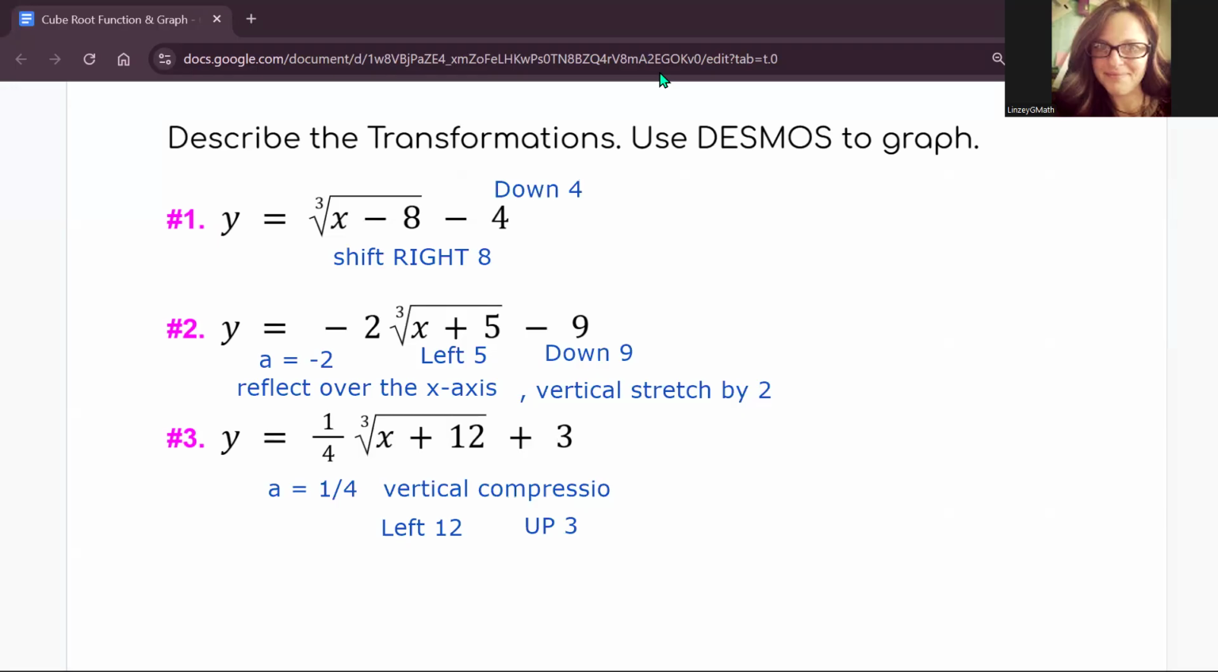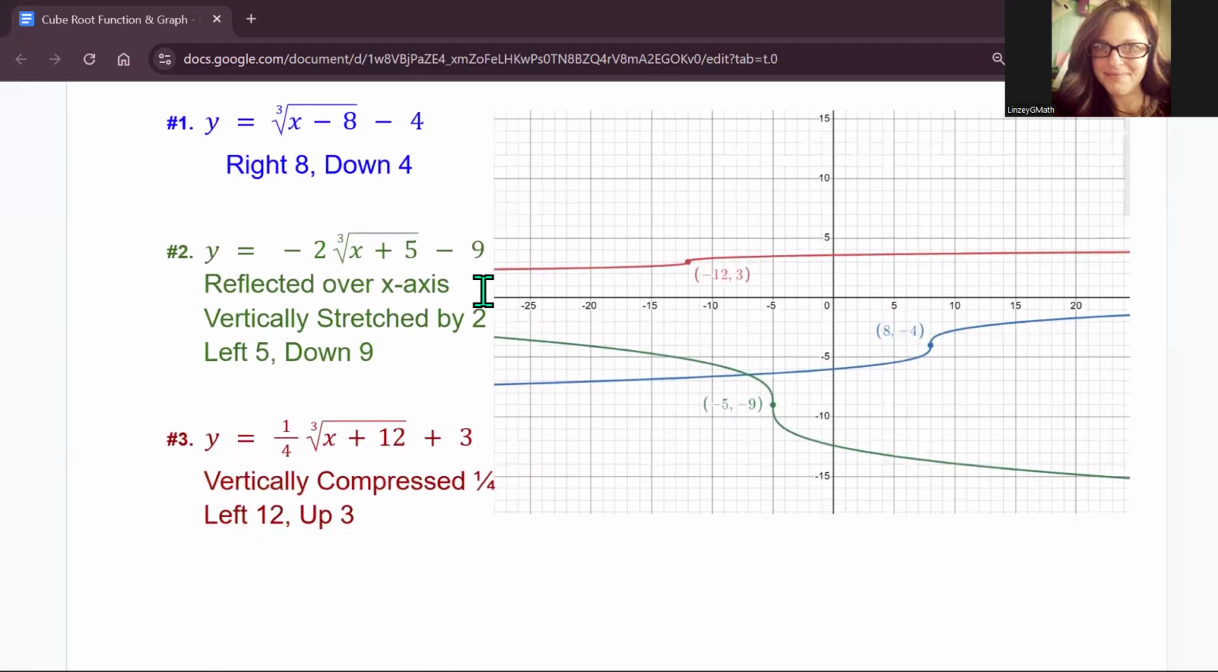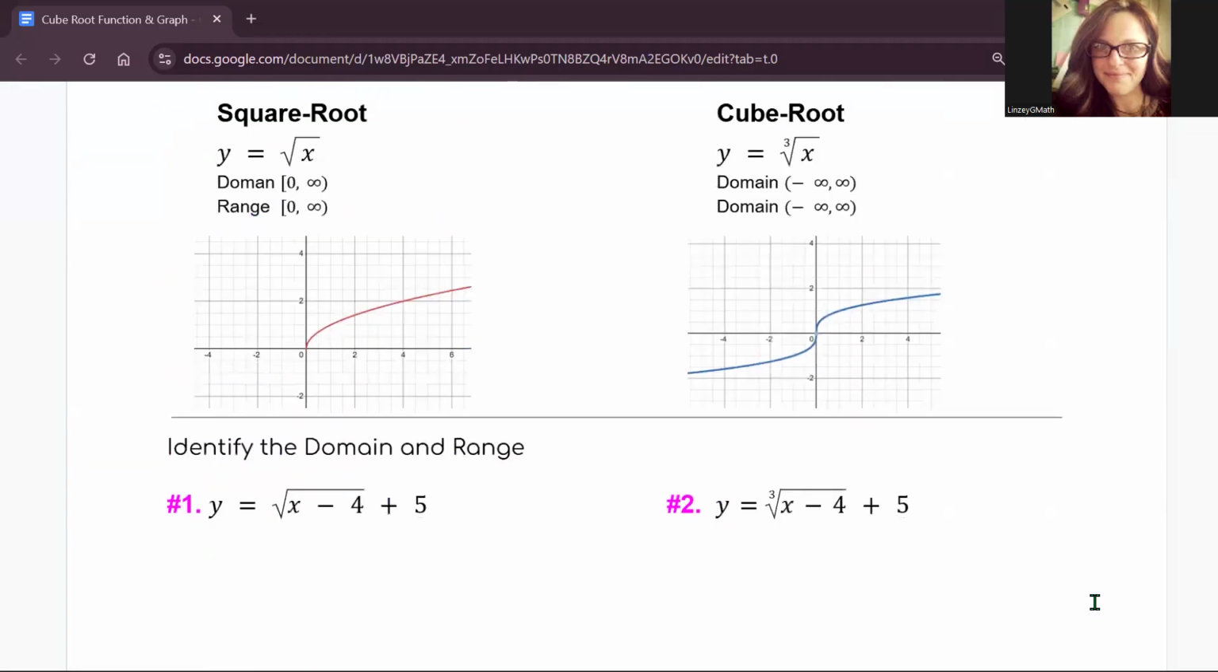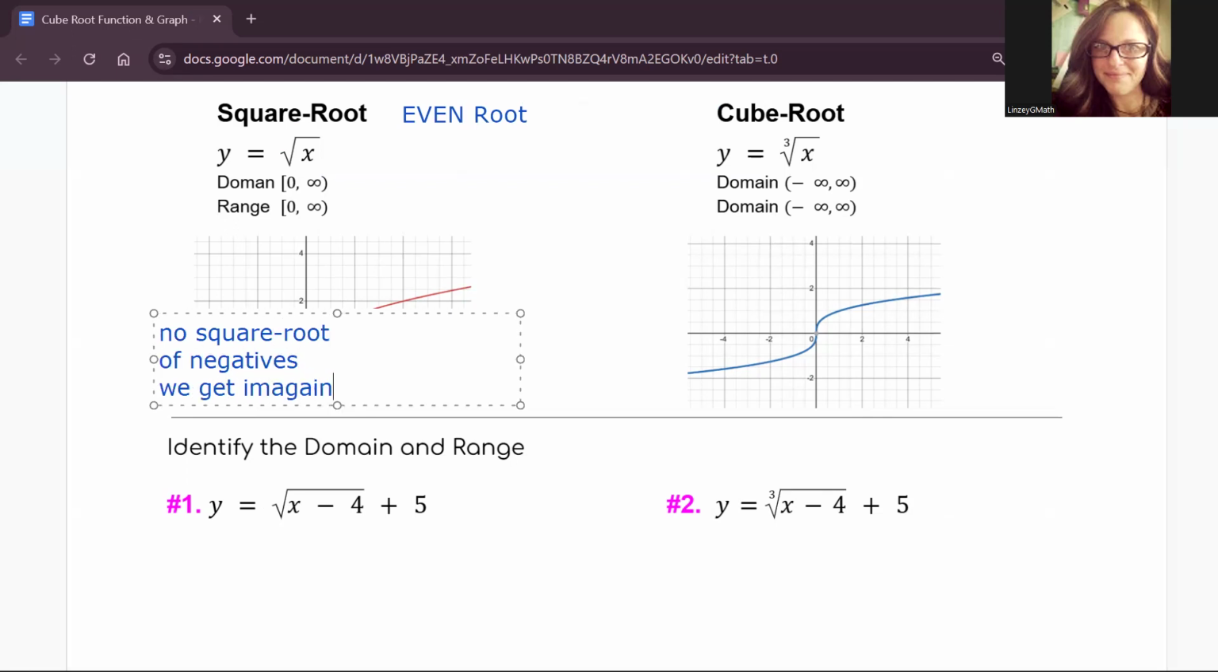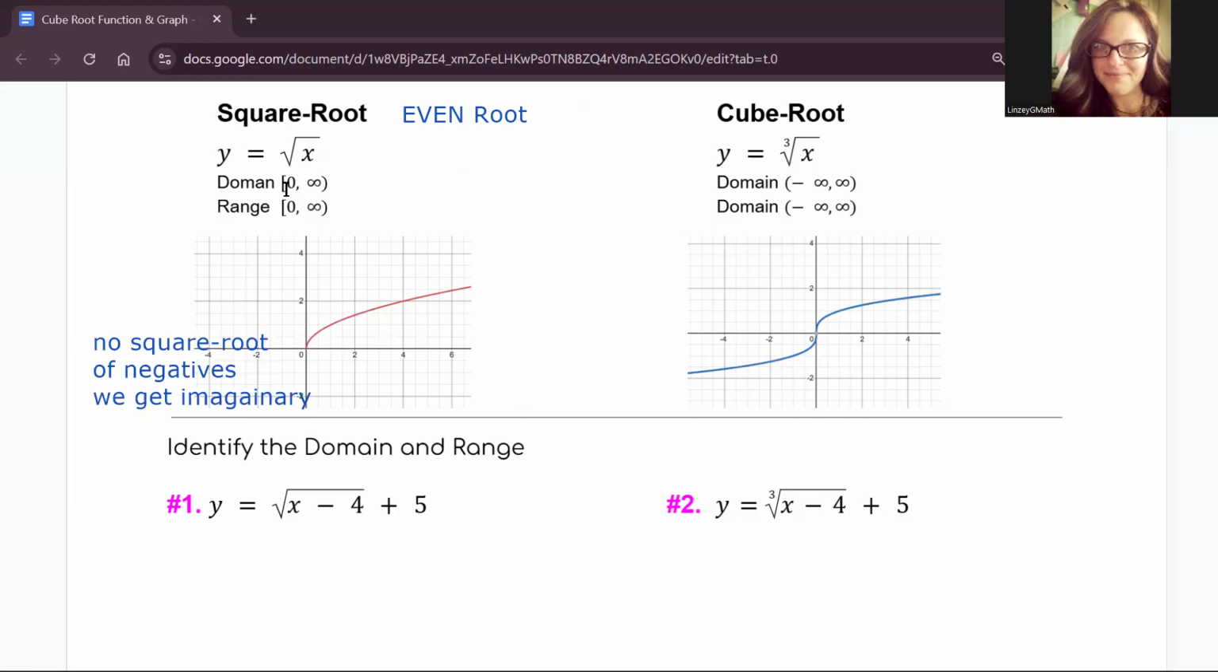And then the last part of our session today. Oh, there's the Desmos graphs. The last part of our session today, we're going to take a look at the domain and range, comparing the square root function and the cube root function. The square root function is an even root. We can't take the square root of negatives. We get imaginary numbers. So the domain of our parent function, square root, is 0 to positive infinity. The range is also 0 to positive infinity.